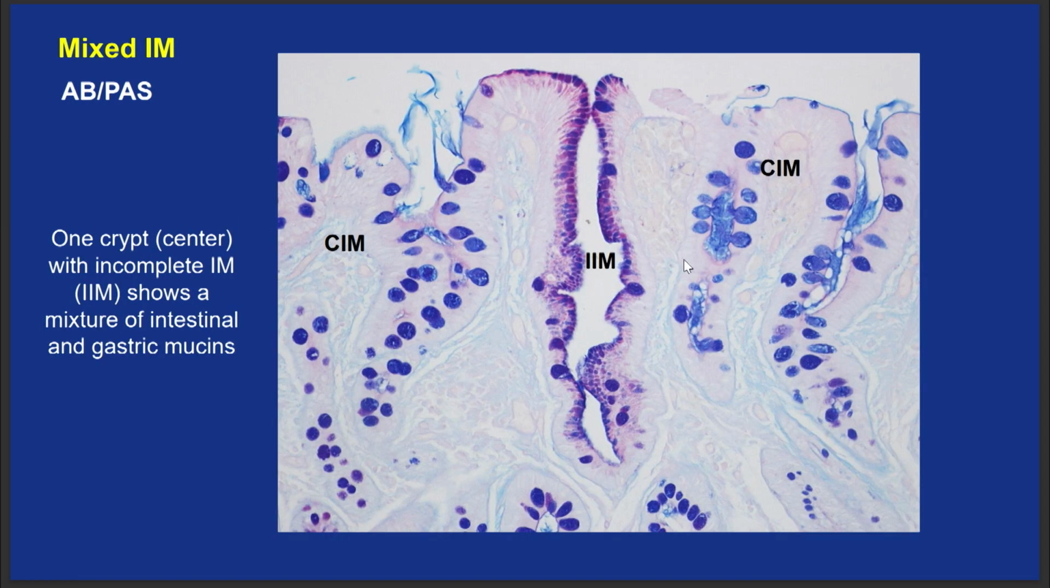And then this is a case of mixed intestinal metaplasia. There is a crypt here with incomplete intestinal metaplasia characterized by this mixture of pink and blue mucins, and this is surrounded by other crypts with just complete metaplasia, all around it.